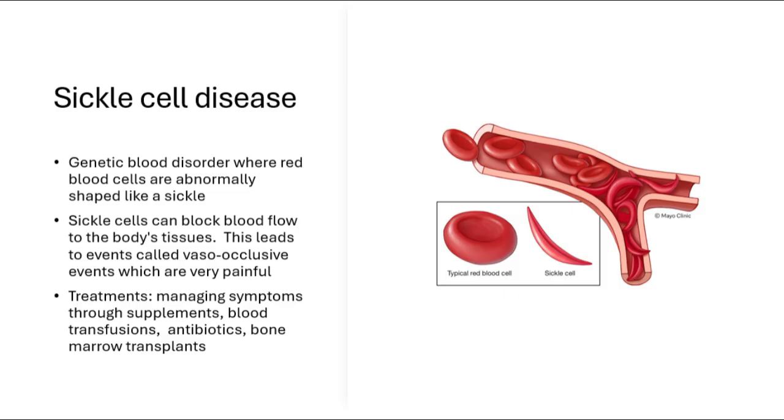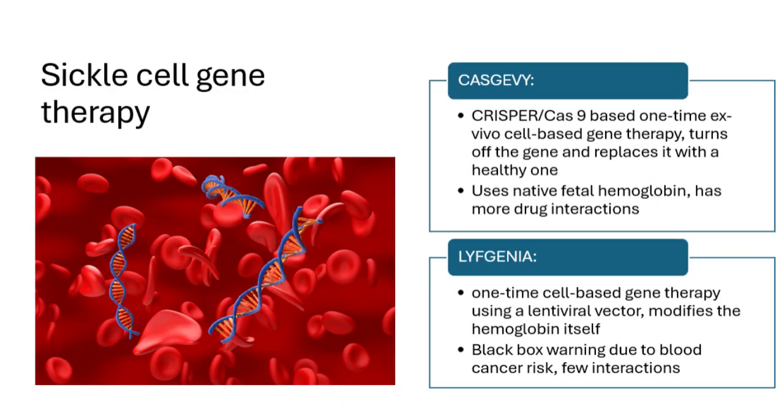Okay, so the 2 approved gene therapies are Casgevy and Lyfgenia. Casgevy is an ex vivo treatment that uses CRISPR-Cas9 gene editing to modify a patient's own blood cells. Lyfgenia is a one-time cell-based gene therapy that uses a lentiviral vector that modifies the hemoglobin itself. So these two therapies treat the same thing differently and come out with the same results. Results being help for people with sickle cell.